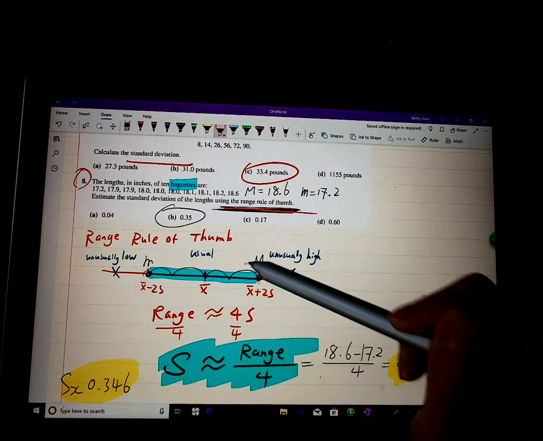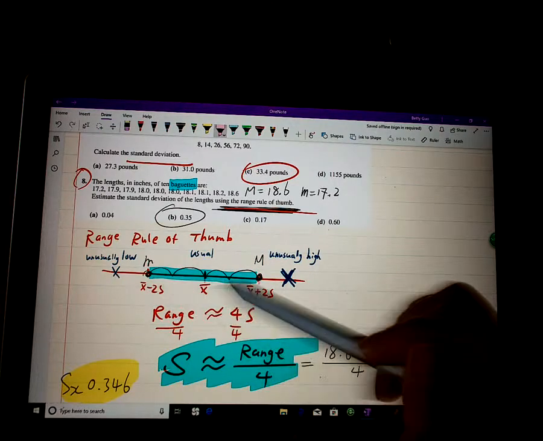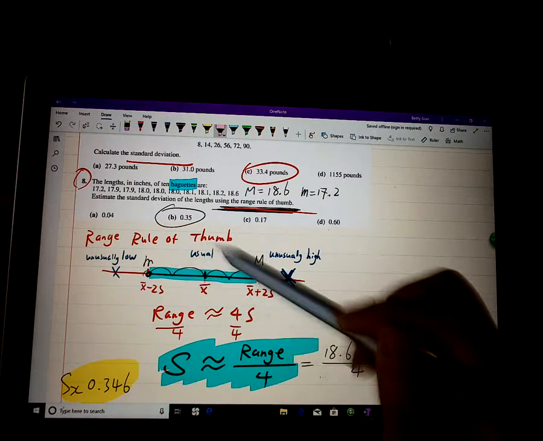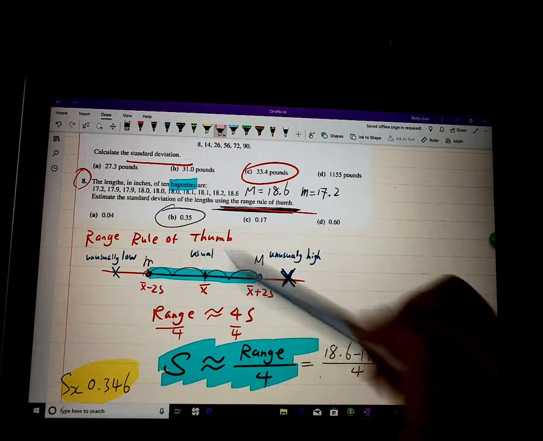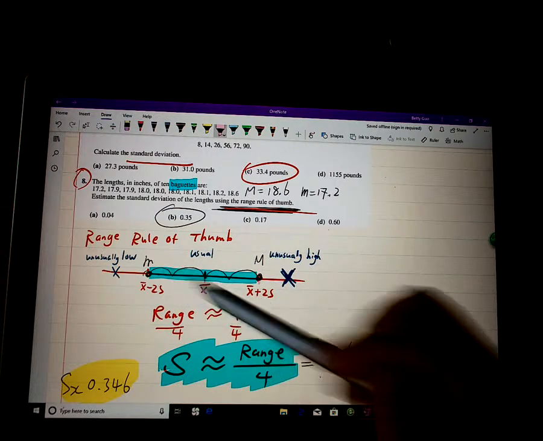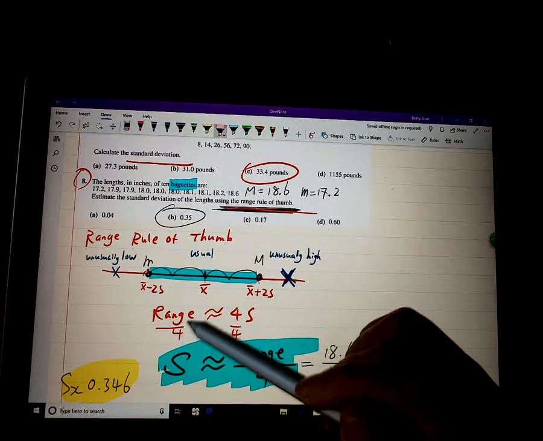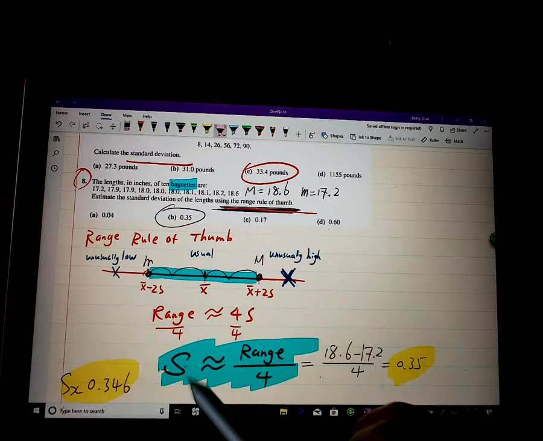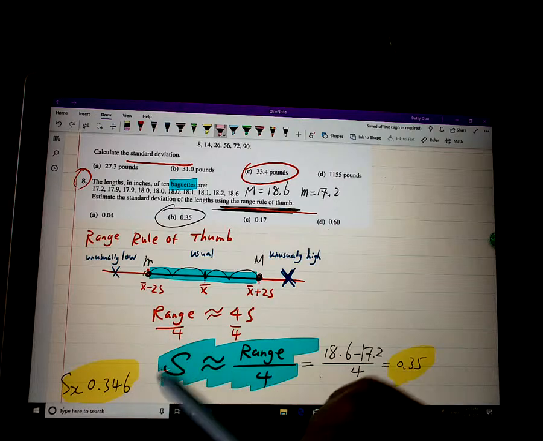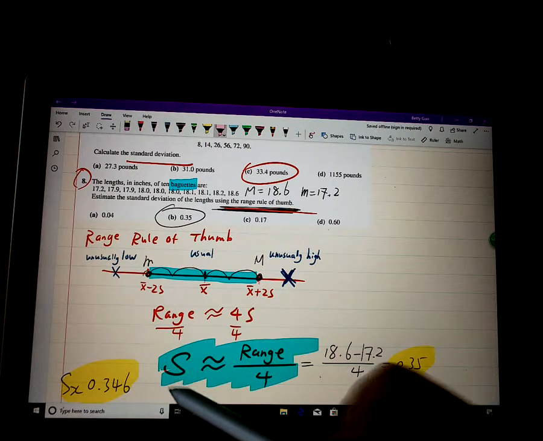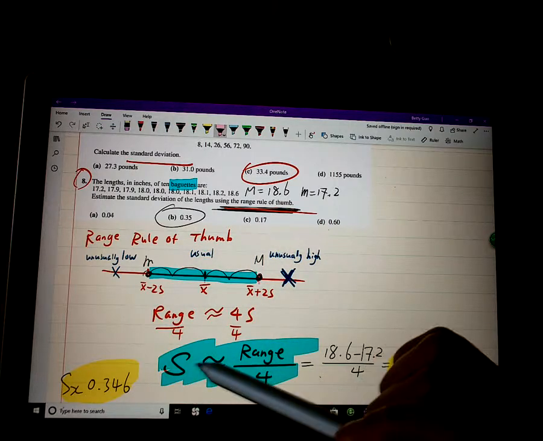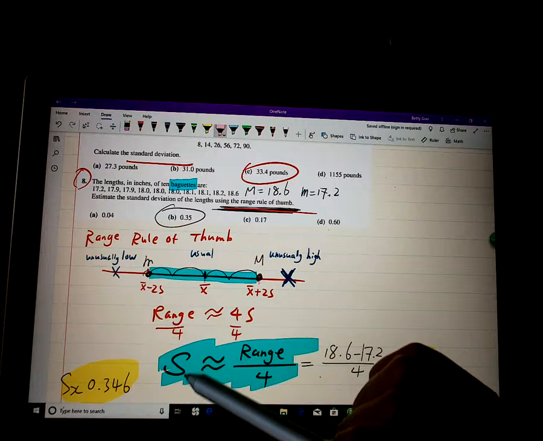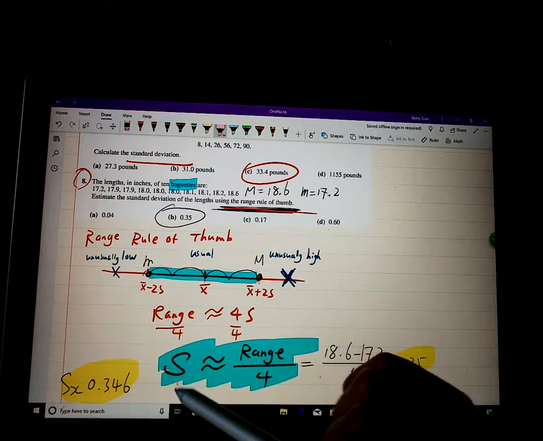Suppose you assume all the values are usual, right? If you assume all the values are usual, then you could use 4s to approximate the range. And the other way around, you could use range over 4 to approximate s, the standard deviation. So the range rule of thumb gives us a way to approximate or estimate the standard deviation.